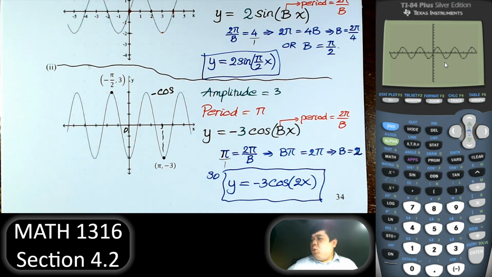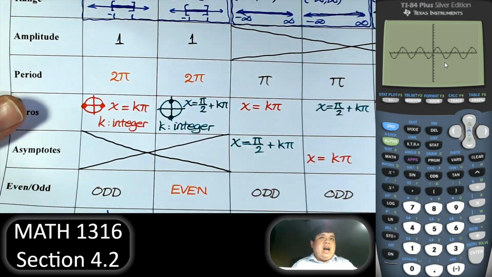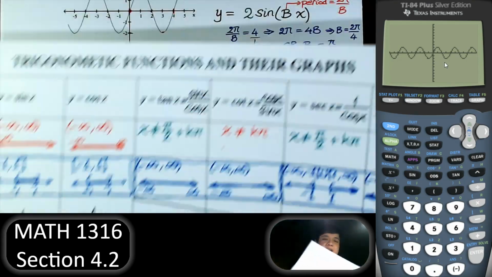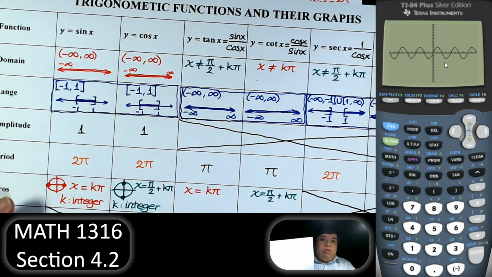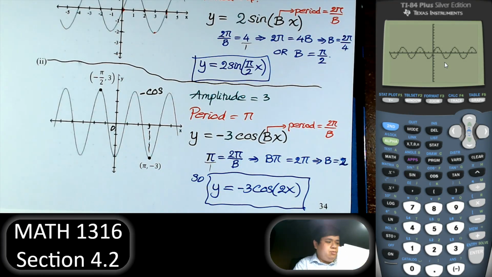Right, so that's all we have for this section 4.2. We use the amplitude and the period to graph. Most importantly, we did review and put together all the important things in this case. So this is a very good review for pretty much the whole chapter.